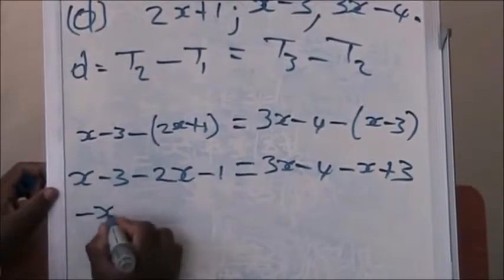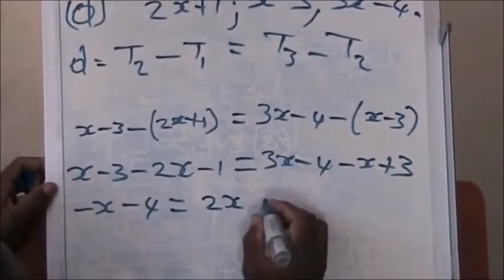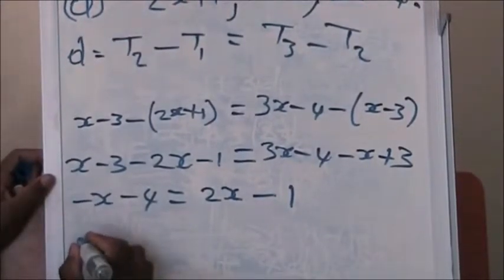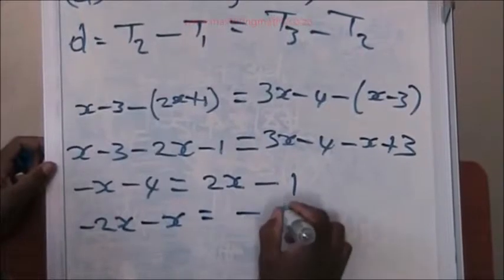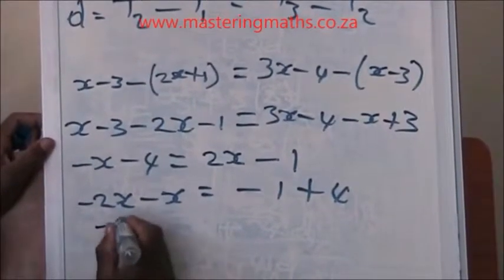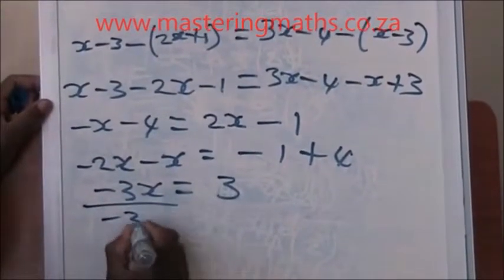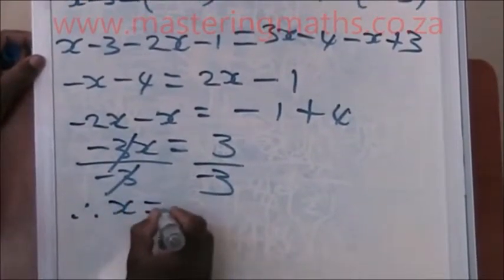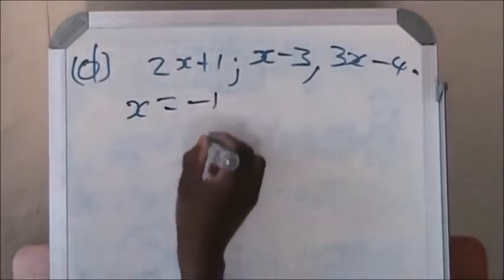x minus 3 minus 2x minus 1 is equal to 3x minus 4 minus x plus 3. Then minus x minus 4 is equal to 2x minus 1. Therefore, minus 2x minus x is equal to minus 1 plus 4. Minus 3x is equal to 3. Divide by minus 3 on both sides. Whatever you do on the left, you do on the right. Therefore, x is equal to minus 1.